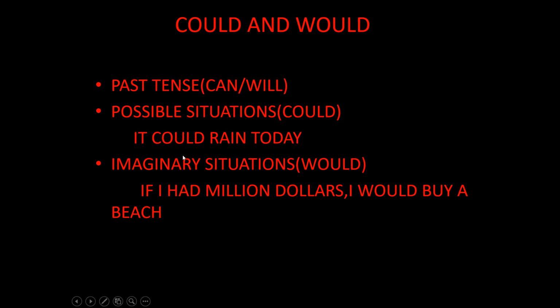This is the first situation. The second situation is possible situations. In possible situations, you have to use could. Now we are talking about the difference between would and could. Possible situations हैं कि ये काम हो सकता है, so then you can use could. It could rain today. It may rain today is also okay. But here we are only talking about the difference between could and would.